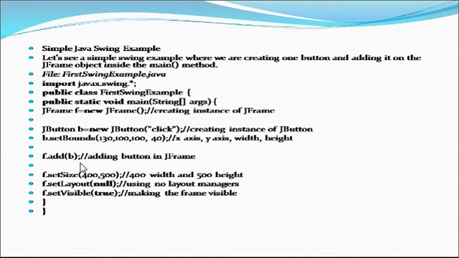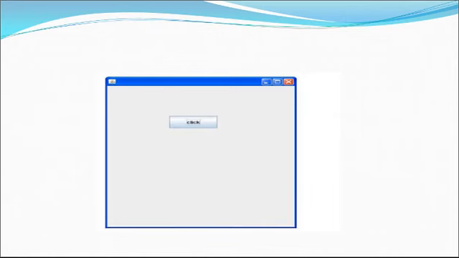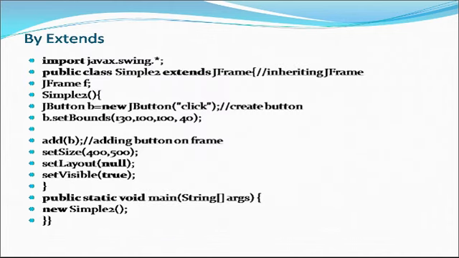This is a simple output of the code. This is a frame, and this is a button named Click. The second way to create a frame is by extending and importing the package. This is a simple class name that extends the JFrame class, and this is a constructor with JButton, setBounds, add, setSize, setLayout, setVisible, and so on.